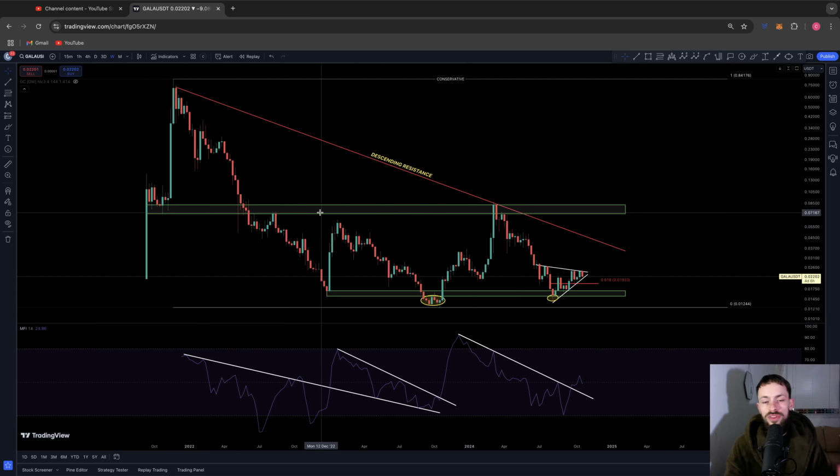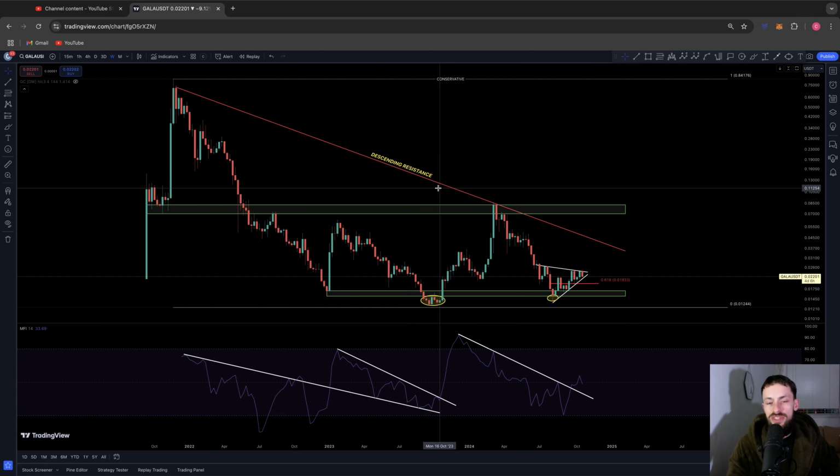And I've got a few things on the charts here. I've got this descending resistance right here. I've got this very interesting zone of resistance and support where it's had multiple points of contact, and we have this key support zone right now, as well as this triangle and a few other deviation points. So let me basically explain what's going on.